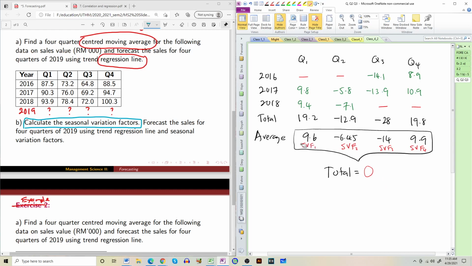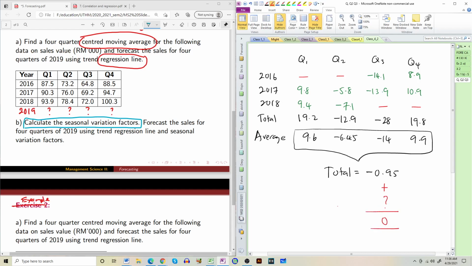But is it giving 0? If you compute this, it gives you negative 0.95. Okay, it is not 0. So we need to do some adjustment for that. We need to do some adjustment because the total is not equal to 0. So you ask yourself, plus what number will you get?